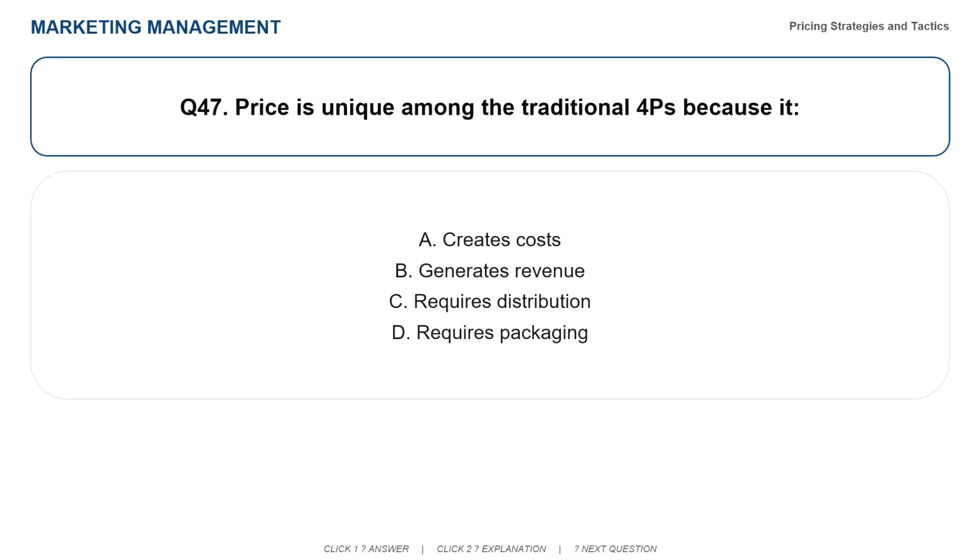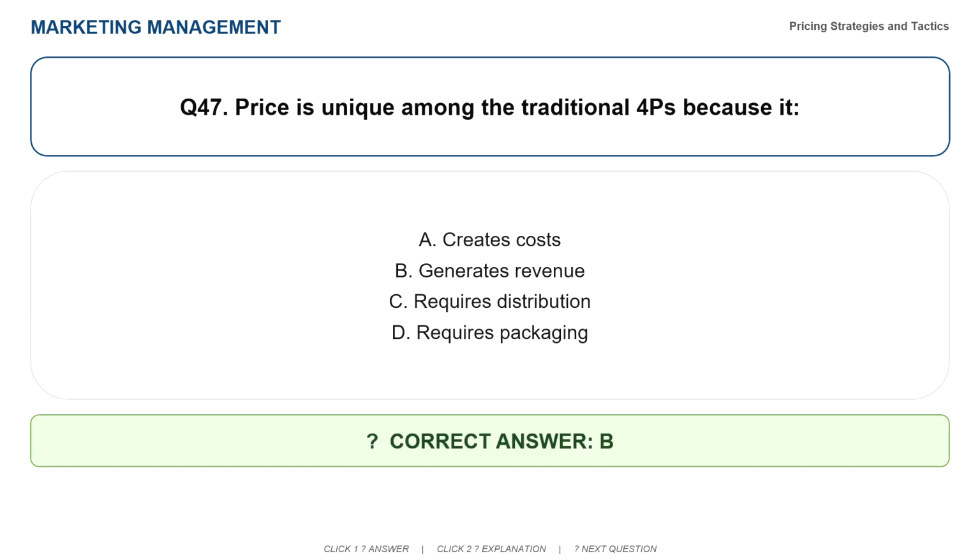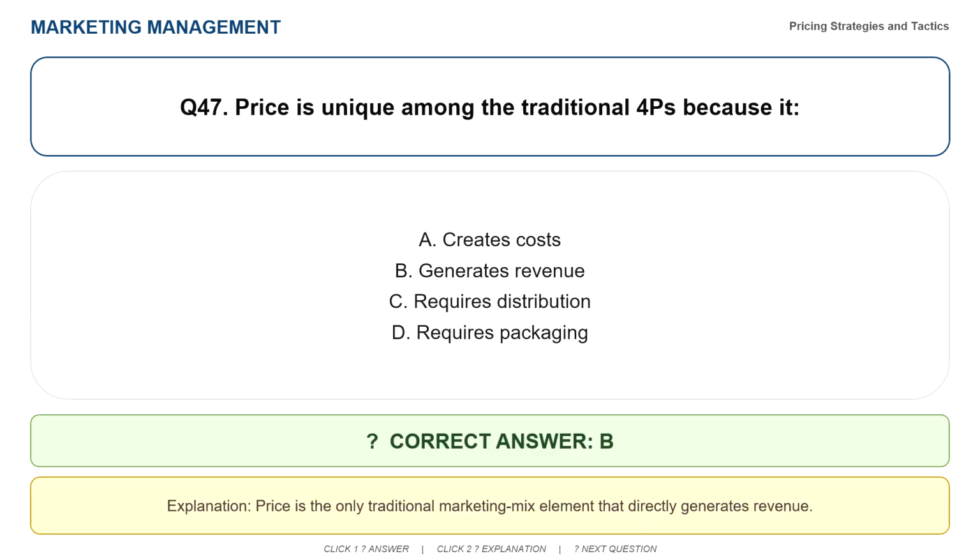Question 47. Price is unique among the traditional 4Ps because it Option A. Creates costs. Option B. Generates revenue. Option C. Requires distribution. Option D. Requires packaging. The correct answer is B. Explanation. Price is the only traditional marketing mix element that directly generates revenue.